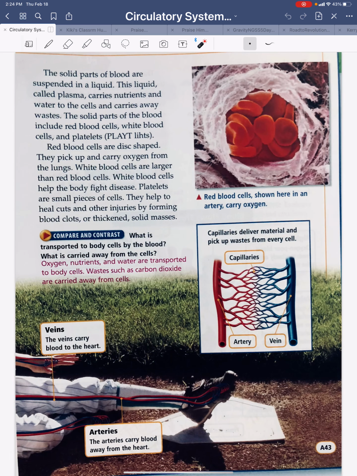The solid parts of blood are suspended in a liquid. This liquid, called plasma, carries nutrients and water to the cells and carries away waste. The solid part of the blood includes the red blood cells, white blood cells, and platelets.